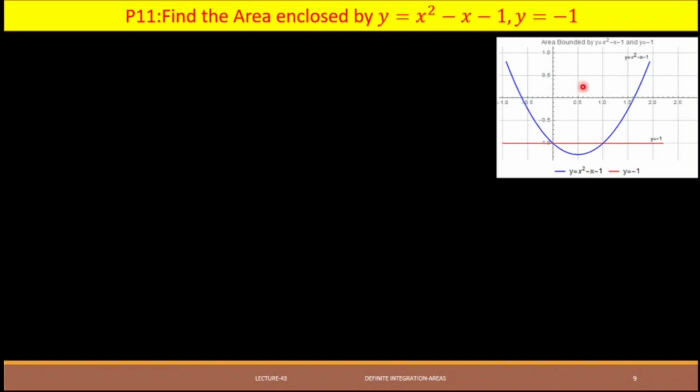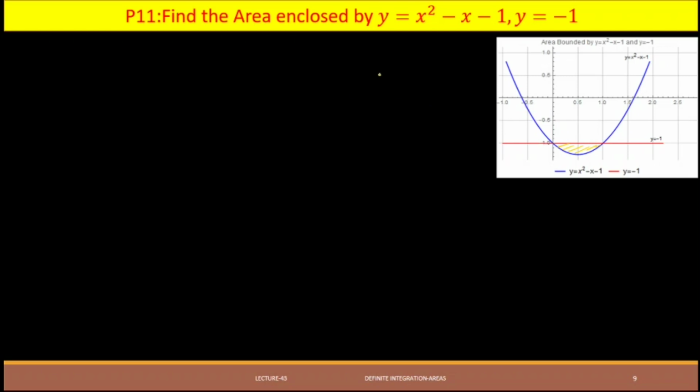The blue colored curve is y is equal to x square minus x minus 1, the parabola, and the red one is the straight line y is equal to minus 1. Now I have to find the area enclosed by these two curves. Obviously you can see this is the region that we need to find. The line y is equal to minus 1 intersects the parabola at two points. This is what we have to find out.